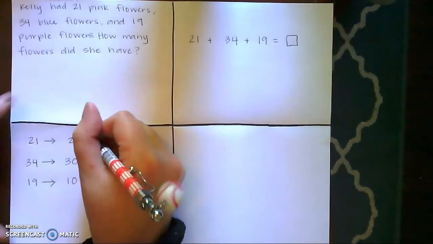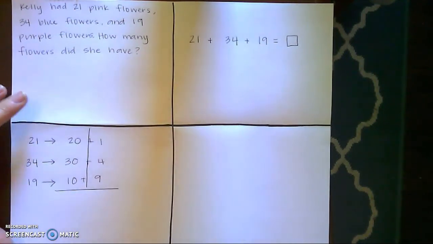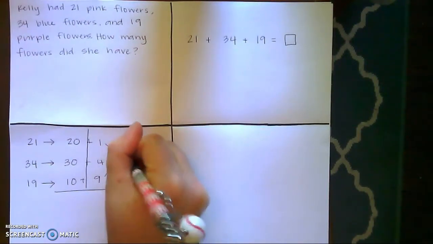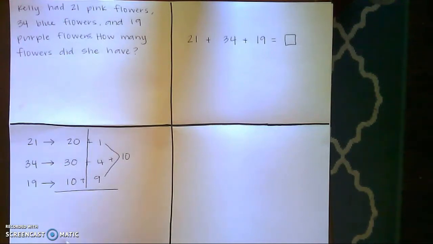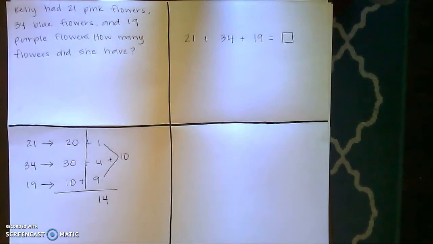I'm going to look at my ones column first. And I can see very easily that I can make a 10 using 9 and 1. That would equal 10. If I added 4 to it, that becomes 14. So I'm going to be putting 14 down below my ones column. Now, yes, there are a tens and a ones place value in the number 14, but we'll get to that in just a moment.